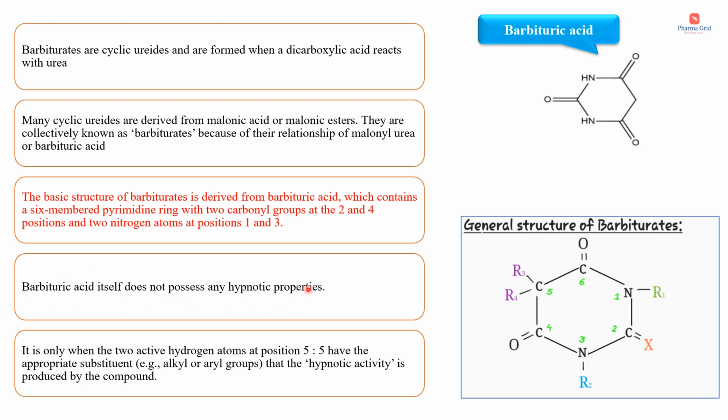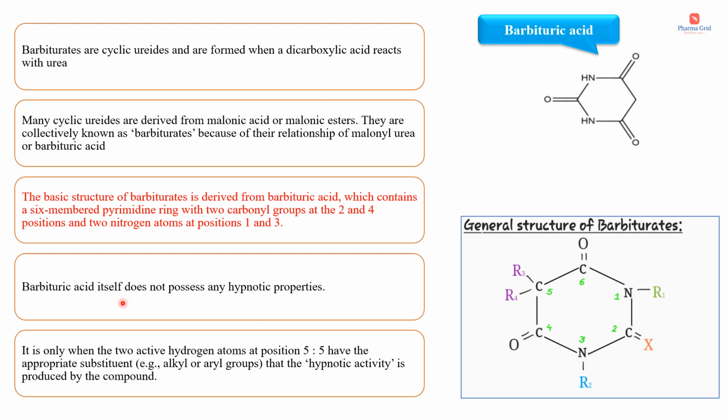As I have already mentioned, the barbiturates are derivatives of barbituric acid, and this is the basic structure of barbituric acid. Here you can see the general structure of barbiturates, and the numbering is like this. Either nitrogen can give the first number. So here is the first position, this is second, third, fourth, fifth and sixth. So this is how the numbering goes. R1, R2, R3 and R4 represent the substitutions. So these are all the positions where substitution occurs.